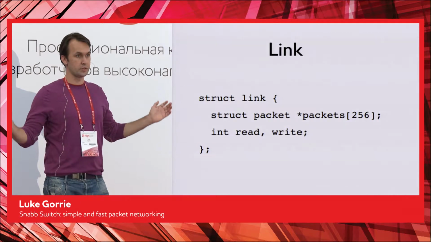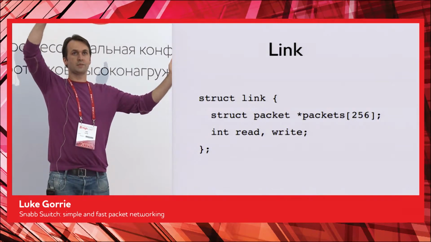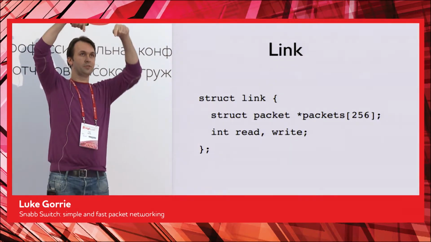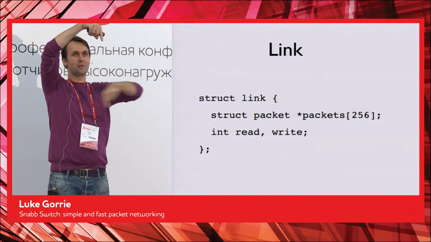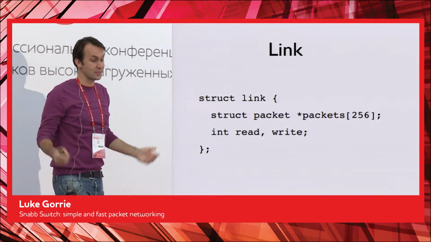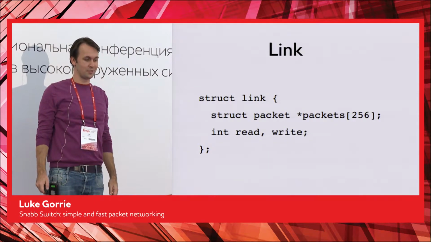A link is not much more complicated. A link is represented in memory as a circular buffer. It's got a little array where one process is writing packets and another function is coming along reading the packets off. And if the read pointer tries to overtake the write pointer, then the link is empty. And if the write pointer tries to overtake the read pointer, then it's full, and that's kind of it. You can read the Wikipedia page for a circular buffer to see the whole thing.